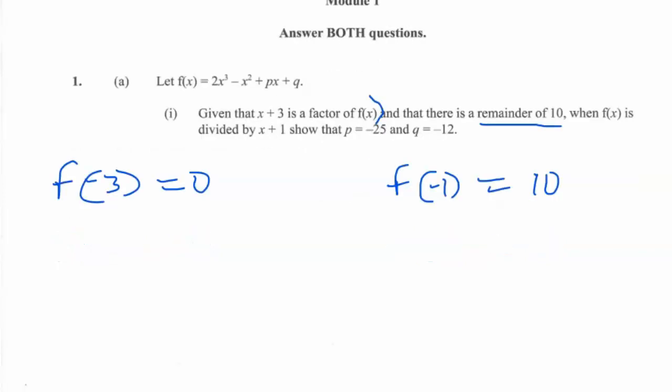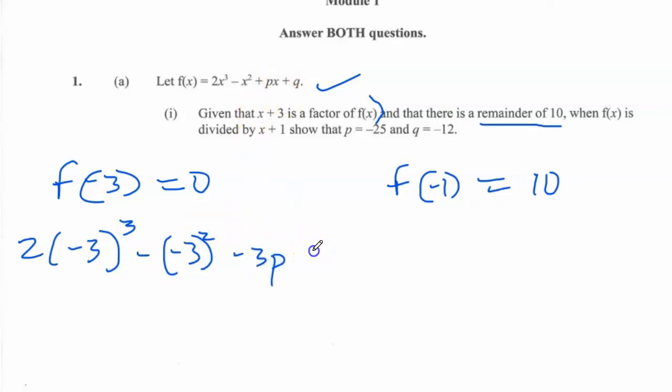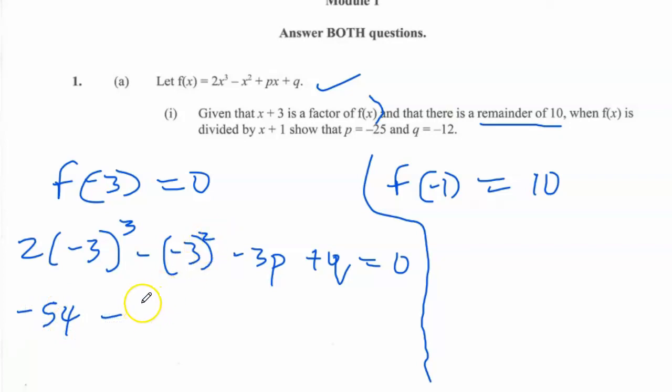Alright, let's substitute. We're asked to find the value of p and q, so we should end up with a pair of simultaneous equations. So here's f of x. We're going to replace x with minus 3, so 2 times minus 3 cubed, minus minus 3 squared, plus p times minus 3, so minus 3p, plus q equals 0. Let me just separate that. Minus 3 to the power of 3 is negative 27, times 2, that's minus 54, minus positive 9, that's minus 9, minus 3p plus q equals 0.